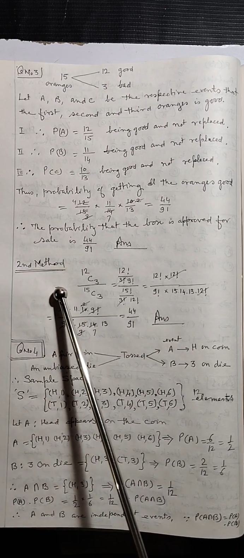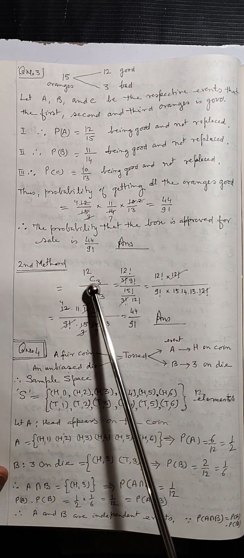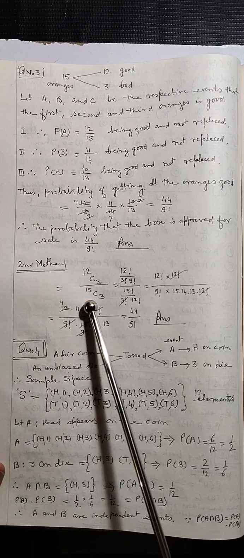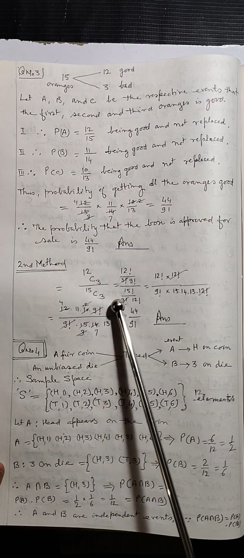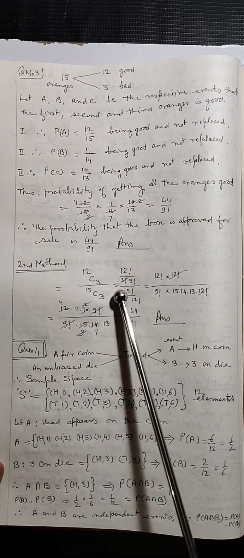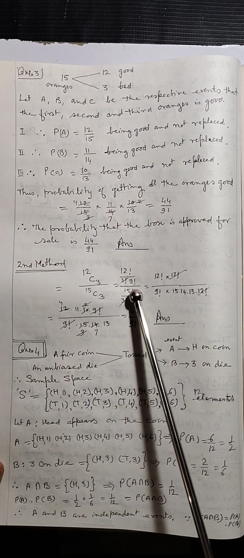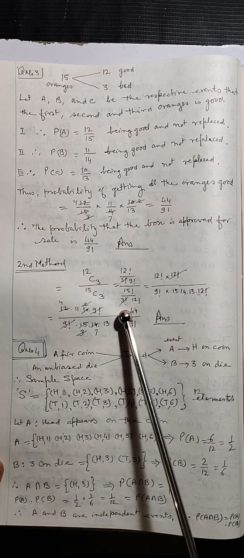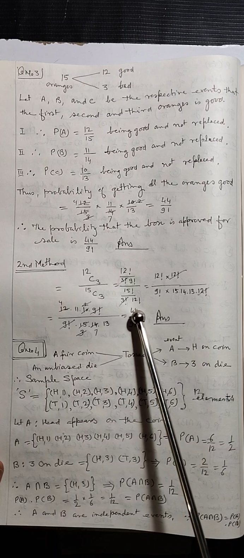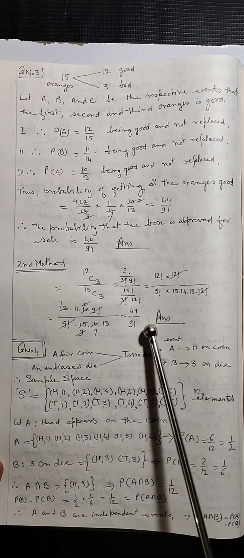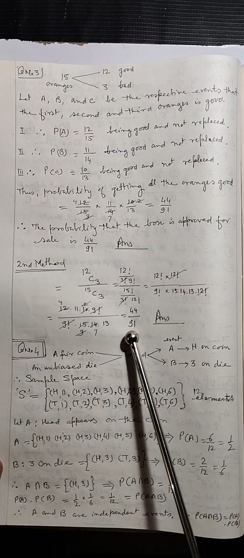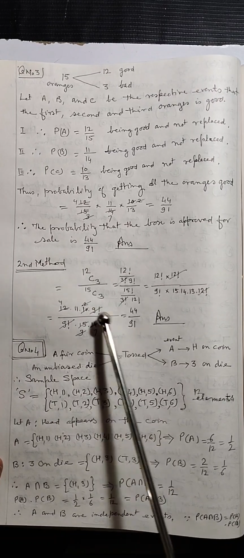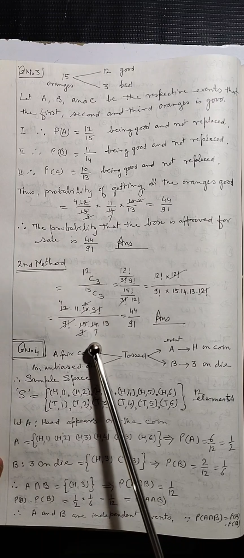Second method for it, you can use 12C3, means combination वाला फार्मूला लागू किया मैंने. 12C3 whole upon 15C3. So it will be equal to 12 factorial upon 3 factorial into 9 factorial whole divided by 15 factorial upon 3 factorial into 12 factorial. After solving, you will get the 44 by 91. This will be the required result. The same result can be worked out here with the combination formula.